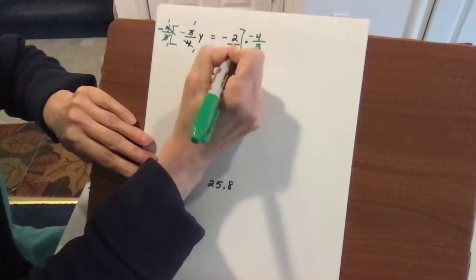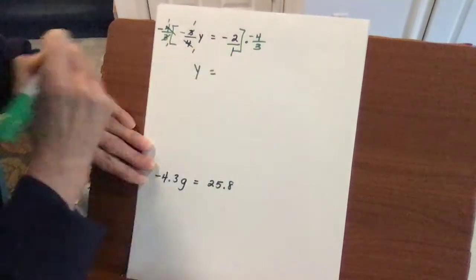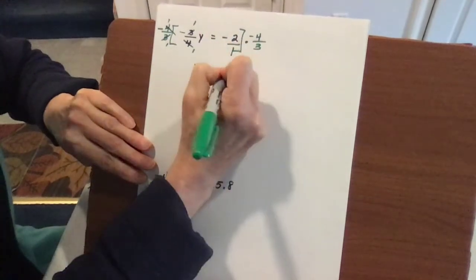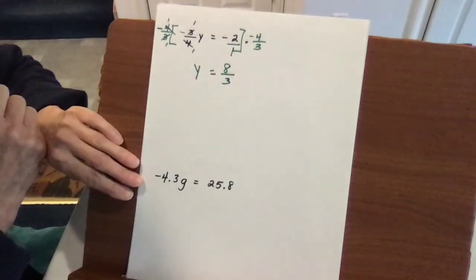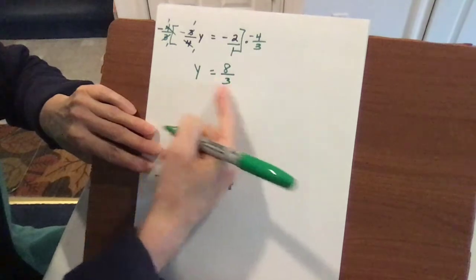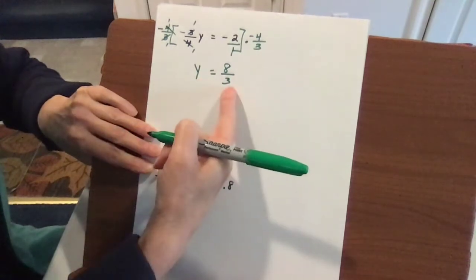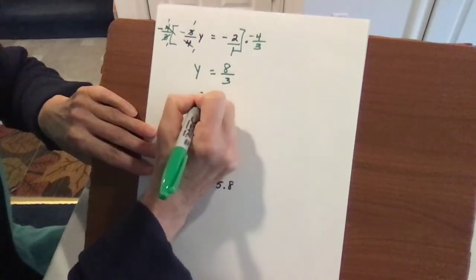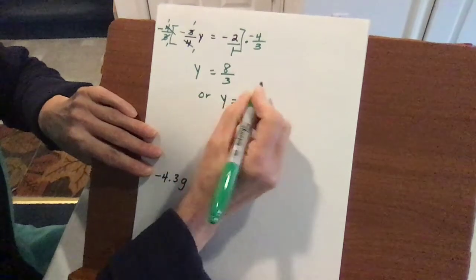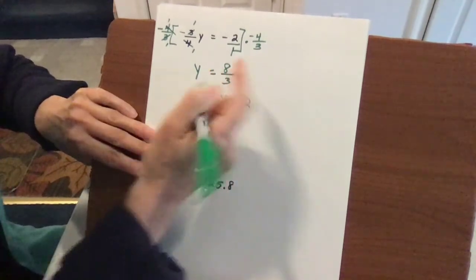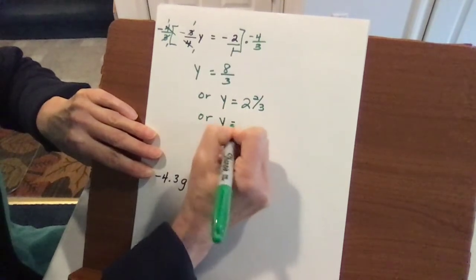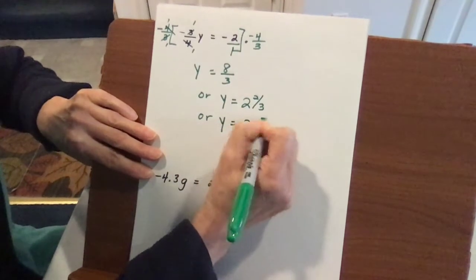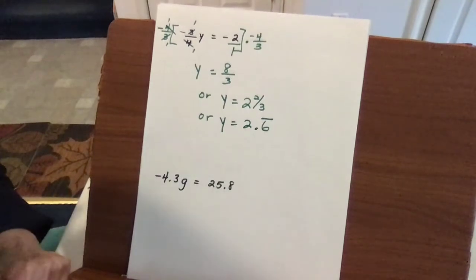Negative 2 is really over 1. So negative 2 times negative 4 is positive 8. 1 times 3 is 3. And that is your answer. You can leave it as a fraction, you can leave it as an improper fraction, or you can change it to a mixed number if you prefer. That goes in twice with 2/3 left over. Or you can round it appropriately to a decimal, and that's a repeating 6.